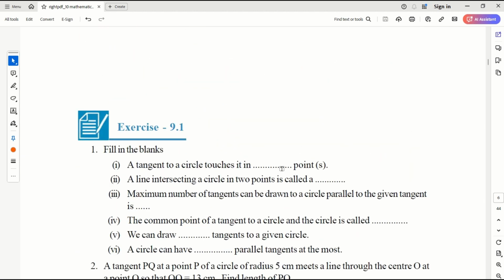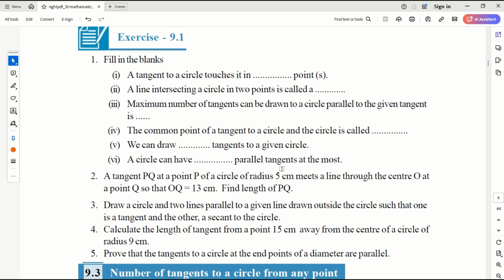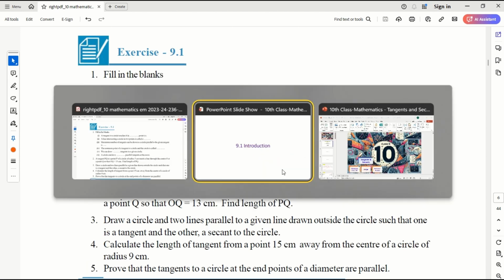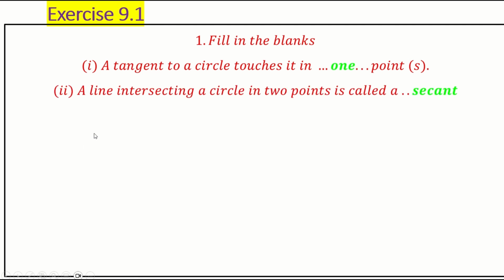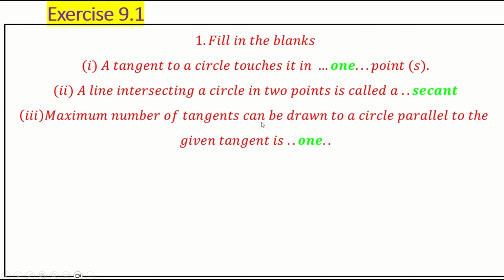Okay, now let's do the exercise part 9.1. A tangent to a circle touches it in how many points? 1 point. Correct? That's the definition of a tangent. A line intersecting a circle in 2 points is called a secant. Correct? Next, the maximum number of tangents that can be drawn to a circle parallel to the given tangent.